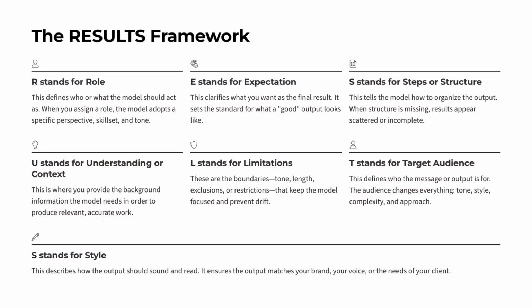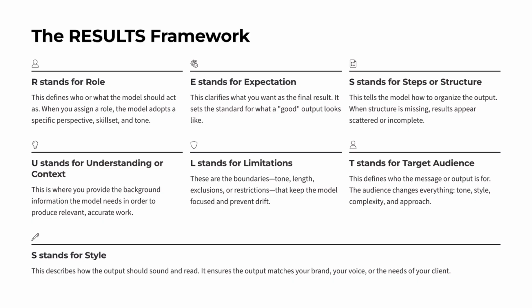L stands for limitations. These are the boundaries, tone, length, exclusions, or restrictions that keep the model focused and prevent drift. T stands for target audience. This defines who the message or output is for. The audience changes everything: tone, style, complexity, and approach.